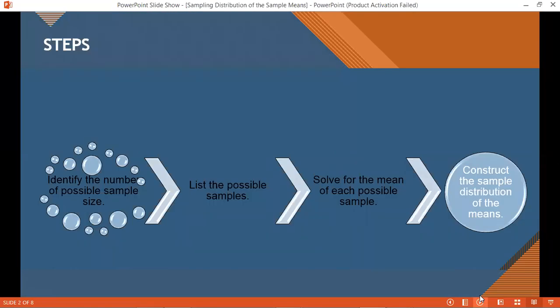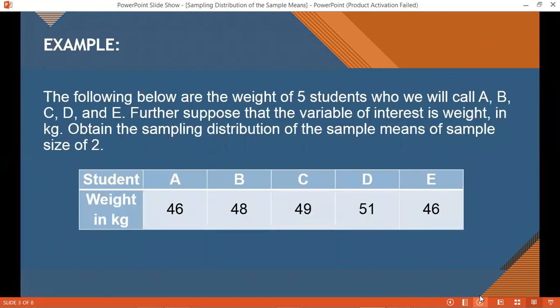So in doing sampling of the sample means, we'll have the following steps. The first step is identify the number of possible sample size. Second, list the possible samples. Third, solve for the mean of each possible sample. And the last step is to construct the sample distribution of the sample means.